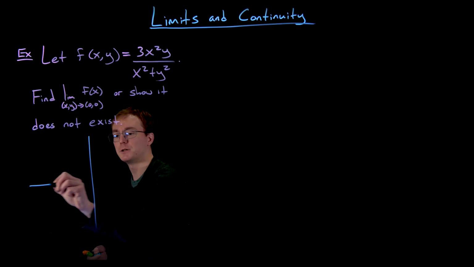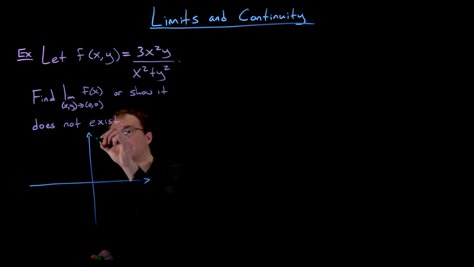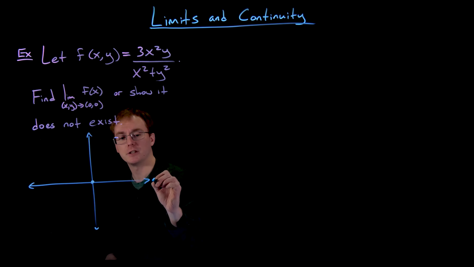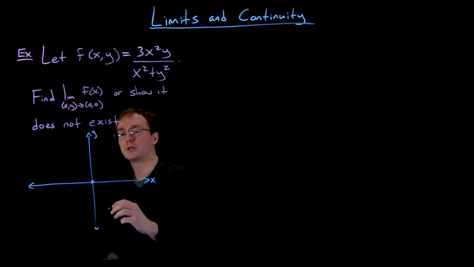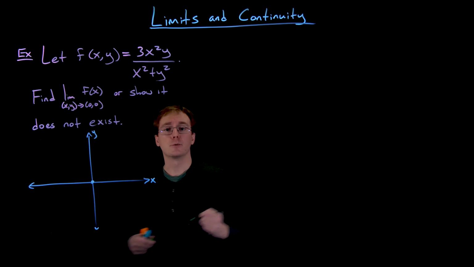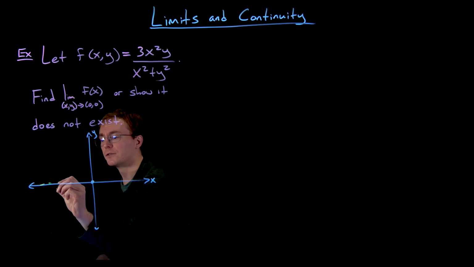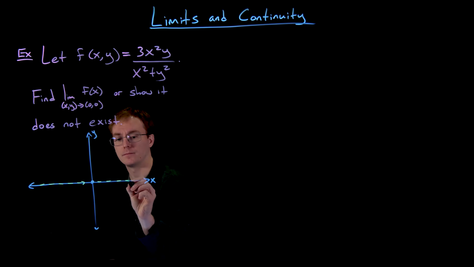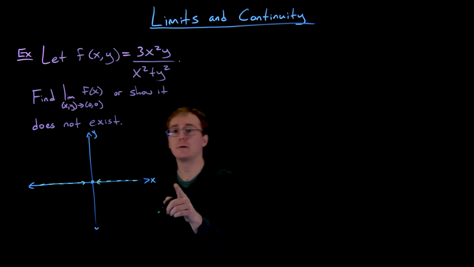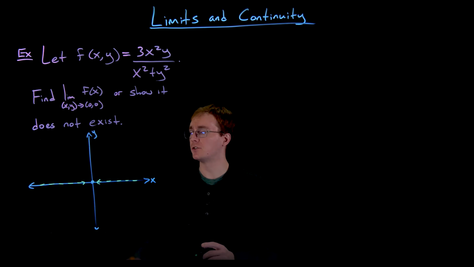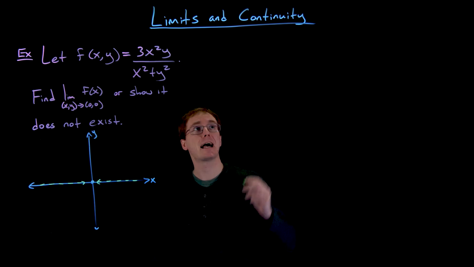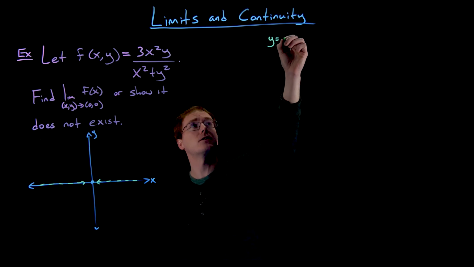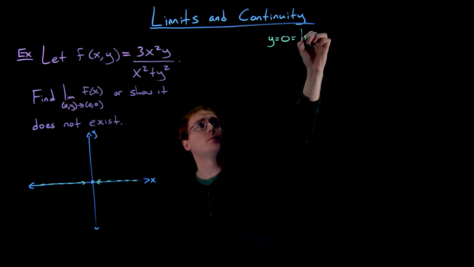So we can think about visualizing our point of interest as a point in the xy plane, or the domain of our function. And so once again, we are approaching the point 0, 0. And so we could start by approaching our point 0, 0 along the x and y axes. So say we want to approach our point 0, 0 for this function along the x-axis. Well then, if we are approaching 0, 0 along the x-axis, then y will be equal to 0.